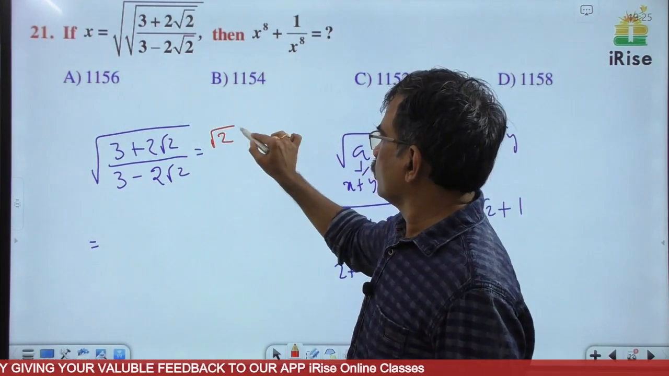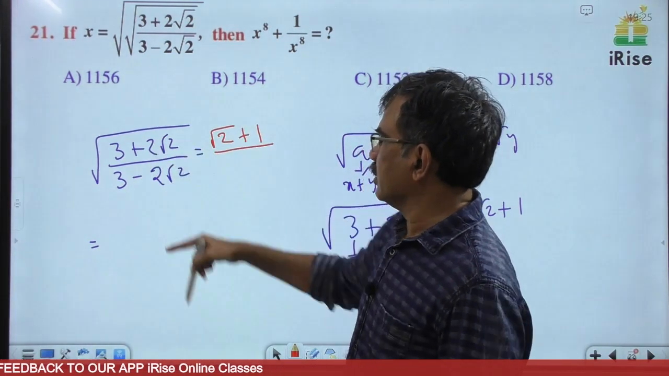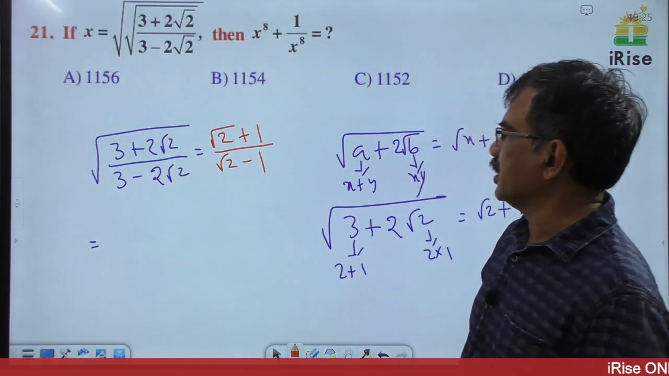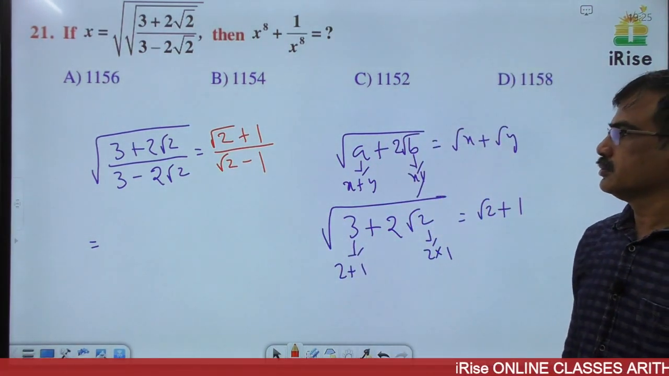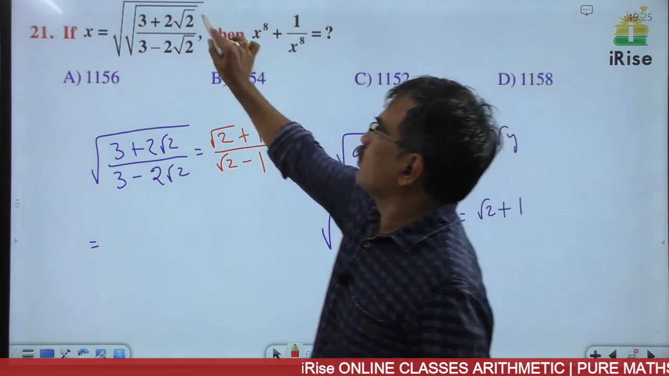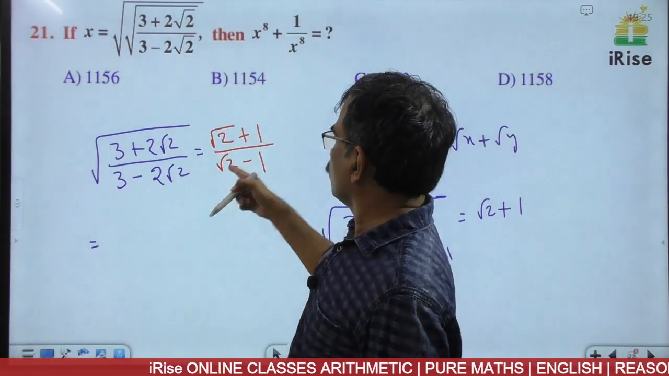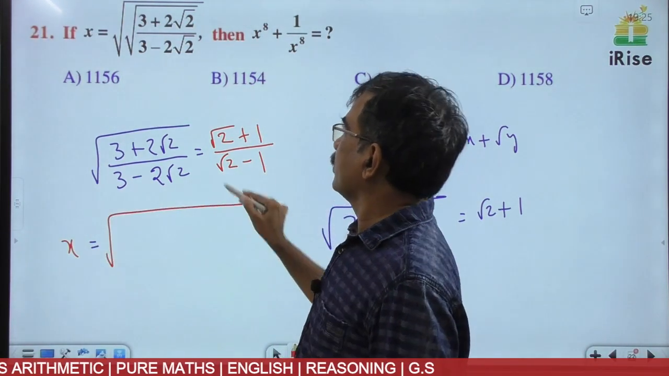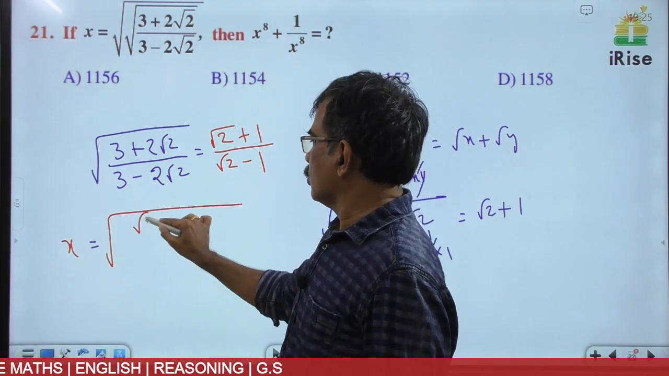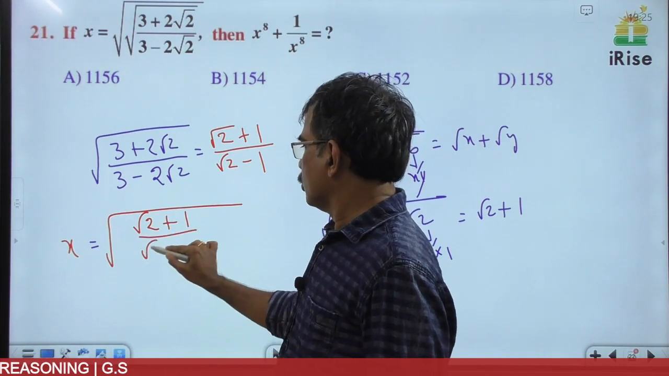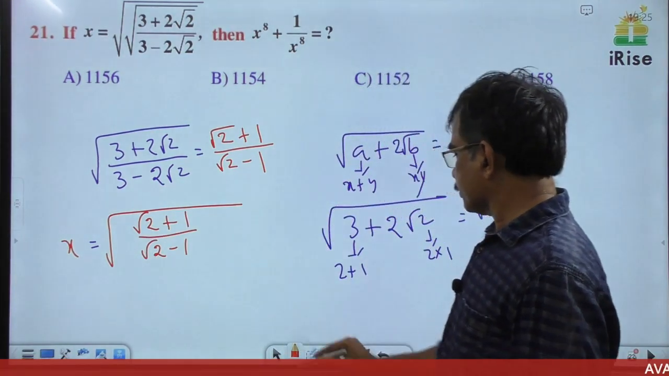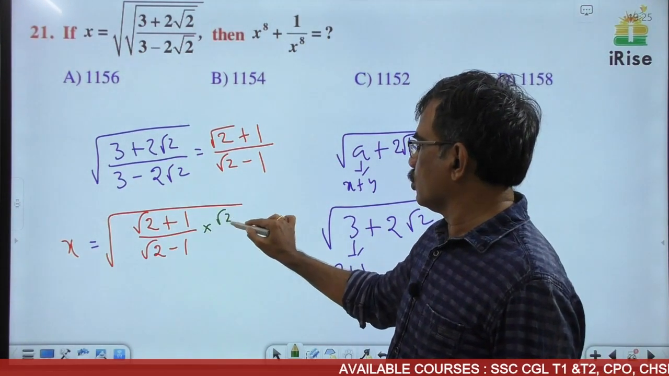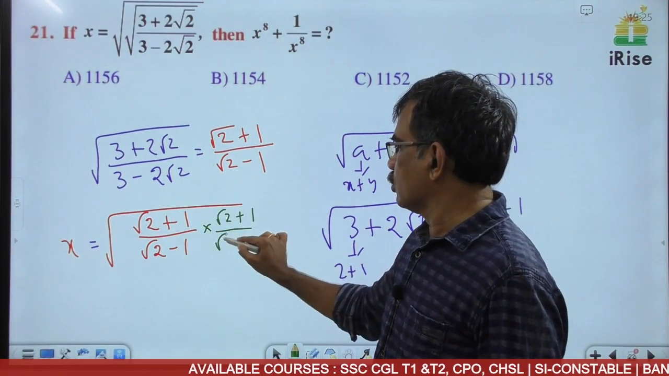numerator is root 2 plus 1, this is the square root of the numerator. Similarly, with minus, root 2 minus 1, this is the denominator. So the root of this value is equal to root 2 plus 1 by root 2 minus 1. Then what is x? Root of this value, nothing but root 2 plus 1 by root 2 minus 1. I want to multiply and divide it by root 2 plus 1.